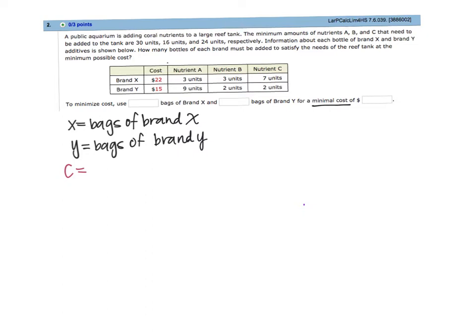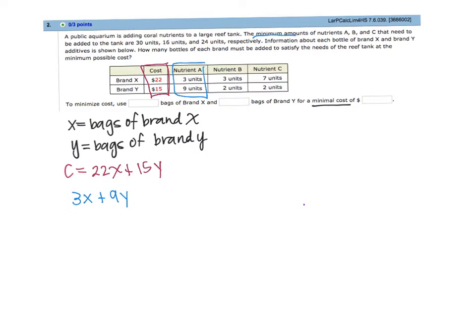So I can see the first column is the cost, which means the cost is 22 per bag of X, 15 for brand Y. So that's what I'm trying to optimize. The next information they give me is about nutrient A. So in regards to nutrient A, it's 3 per bag of brand X, 9 per bag of brand Y, and then what about it? Do I want to be lower or higher?